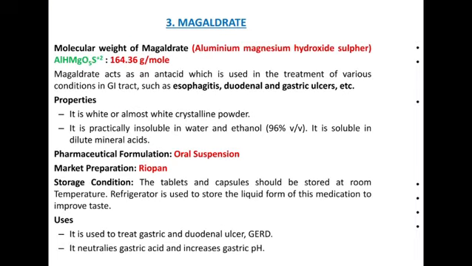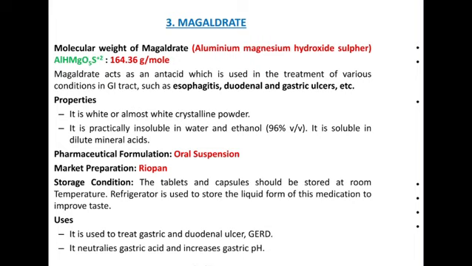Molecular weight of magaldrate: 164.36 gram per mole. Magaldrate acts as an antacid which is used in the treatment of various conditions in the GI tract such as esophagitis, duodenal and gastric ulcers, etc. Properties: it is a white or almost white crystalline powder. It is practically insoluble in water and ethanol. It is soluble in dilute mineral acids.